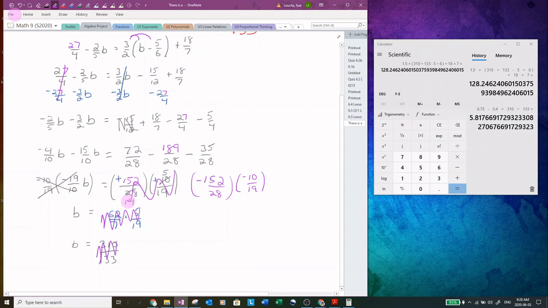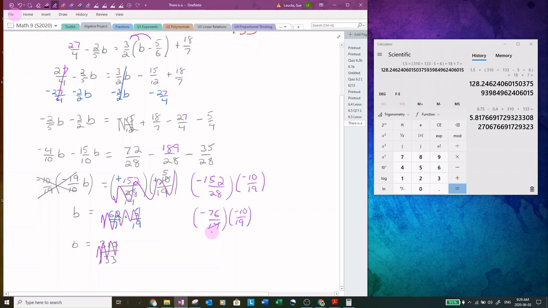Okay, but I didn't have to rewrite all of this. So you're going to make a judgment call on every question as to at what point you're going to erase the whole thing, or what part of it you're going to erase and restart. Okay, so 152 over 28, I can reduce that to negative 76 over 14 times negative 10 over 19.